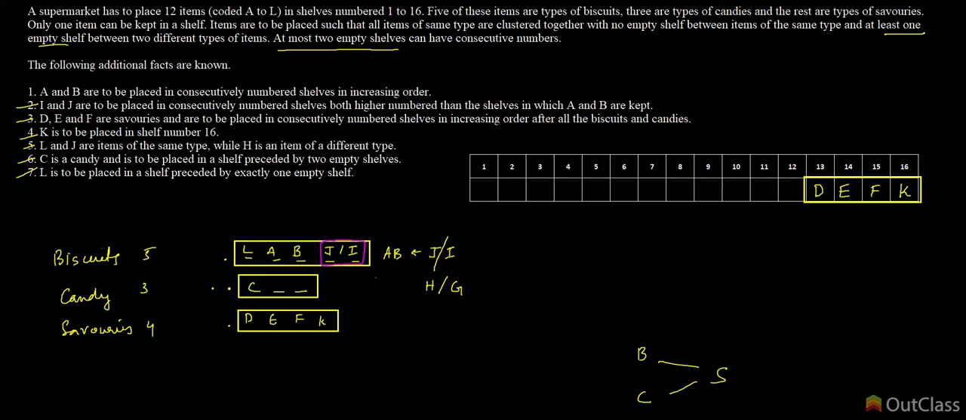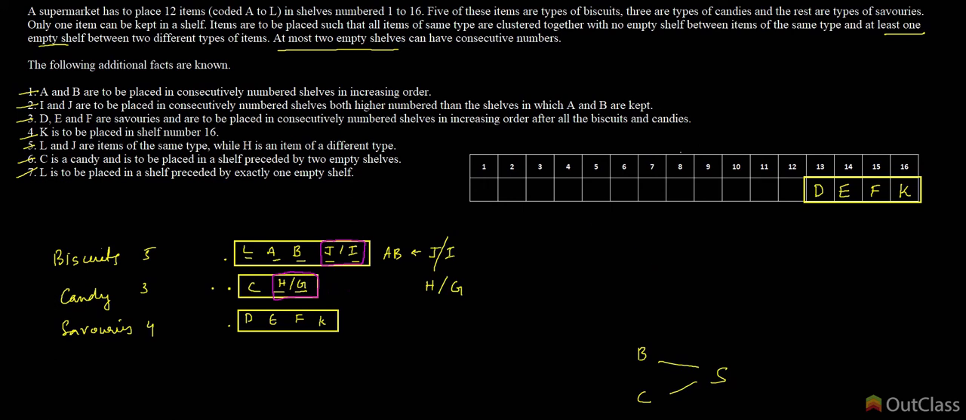It could either be JI or IJ. Now the same thing is true for the HG. There's no other information that will help us sequence it. It's either HG or GH. There are 2 possibilities. There is also the issue of, is biscuits first or candies first? That gives us 2 options.